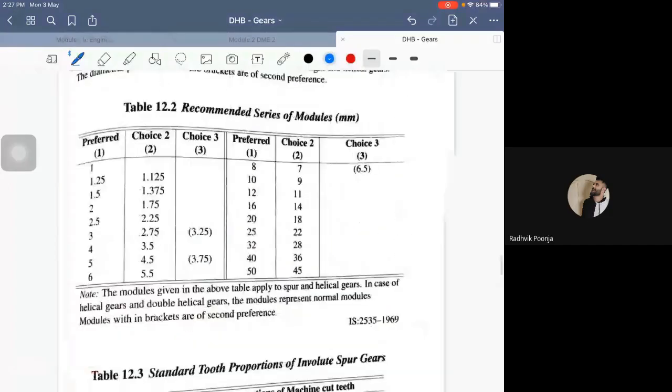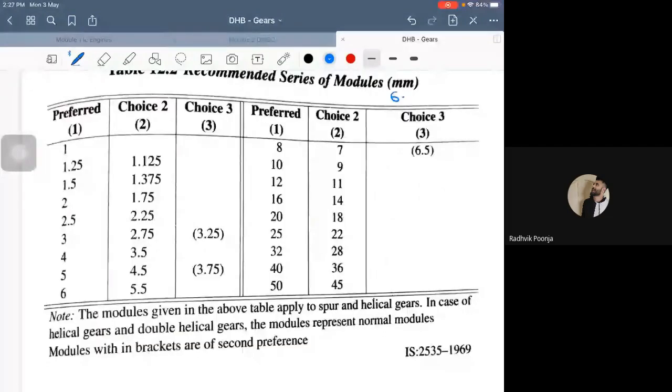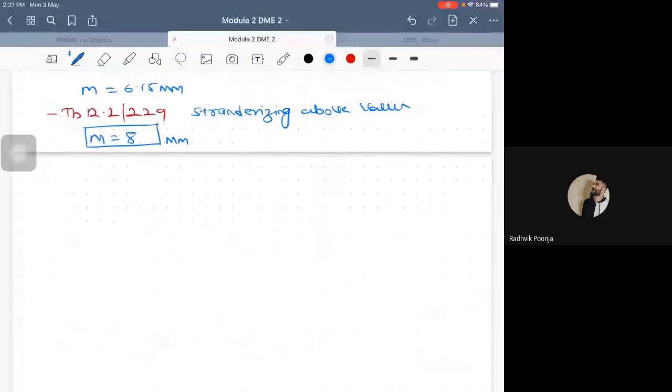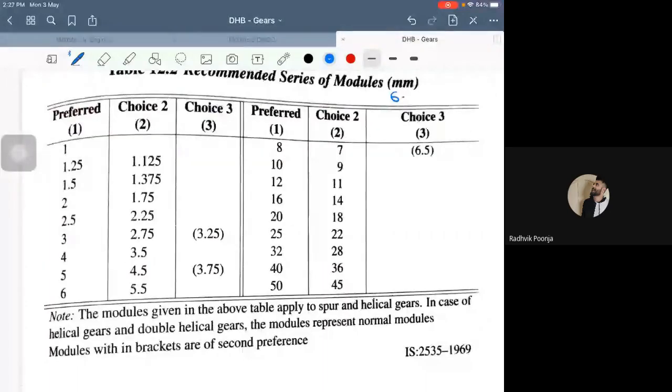So what was our value? 6.15. Okay. So you have to look in this particular range of modules which is given by the manufacturers. 6.15 comes, there is a 6. We cannot go for the lower value. That is for damn sure. You have to go for the higher value.